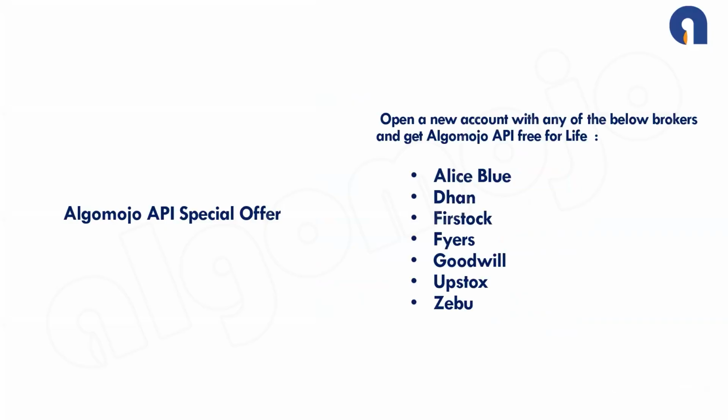Alternatively, if you open an account with any of these seven brokers, Alice Blue, Dhan, Fyers, Finvasia, or Goodwill, Upstox, or Zebu, you will get APIs free of cost from Algomojo for lifetime. So you need not pay anything extra to use all the facilities that are available in our platform. It will be completely free of cost for you. So if you don't have an account in these seven brokers, kindly use Algomojo as a referral and open an account and make use of the API facility that we are offering free of cost for life. I'll show you how to open an account with Algomojo as the referral.